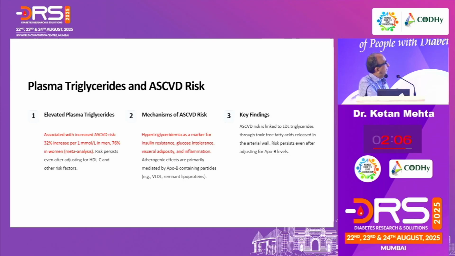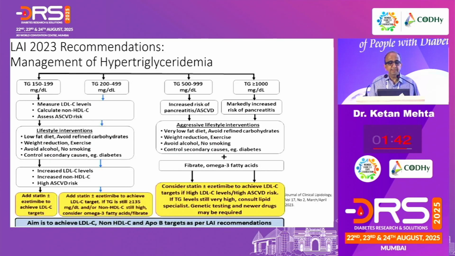Plasma triglyceride, we know that it is associated with increased ASCVD risk, a 32% increase per 1 millimole per liter increase in men and 76% in women. This is as per the meta-analysis. And hypertriglyceridemia itself is a marker of insulin resistance, glucose intolerance. So you cannot ignore this hypertriglyceridemia also.